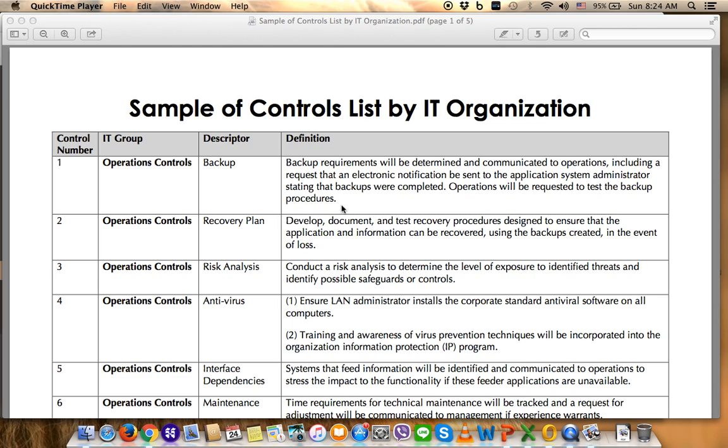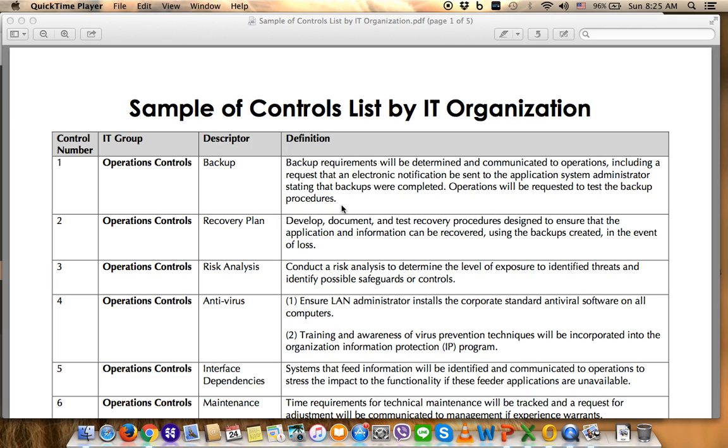The next is a recovery plan, which we can treat as an operation control. The recovery plan refers to developed, documented and tested recovery procedures that ensure the application, information and infrastructure can be recovered using the backup created in the event of a crisis. The next is risk analysis. This is part of the operation control.